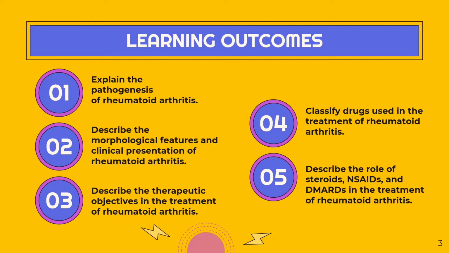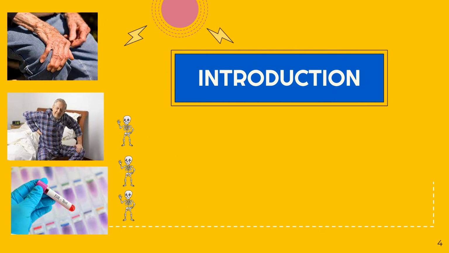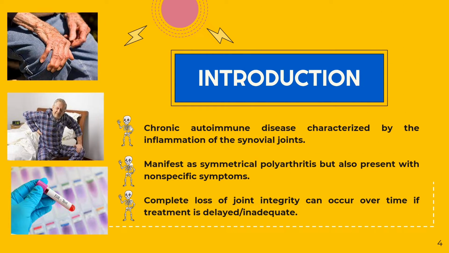Now, we're going to the introduction. Introduction on rheumatoid arthritis. What is rheumatoid arthritis? It's a chronic autoimmune disease characterized by the inflammation of the synovial joint. RA usually manifests as symmetrical polyarthritis, but also presents with nonspecific symptoms, for instance, fatigue and mild fever. RA commonly affects wrists, hands, elbows, shoulders, knees, and ankles. Delayed or inadequate treatment will result in bone erosion.